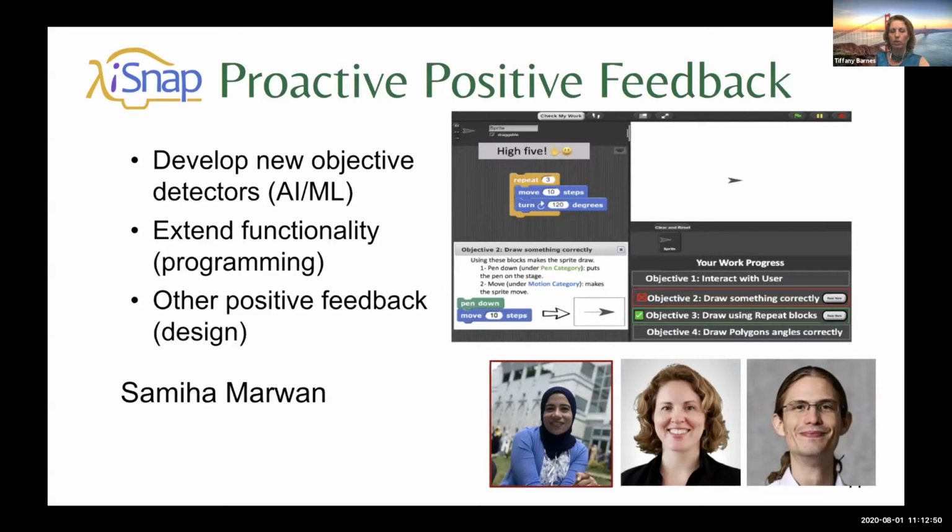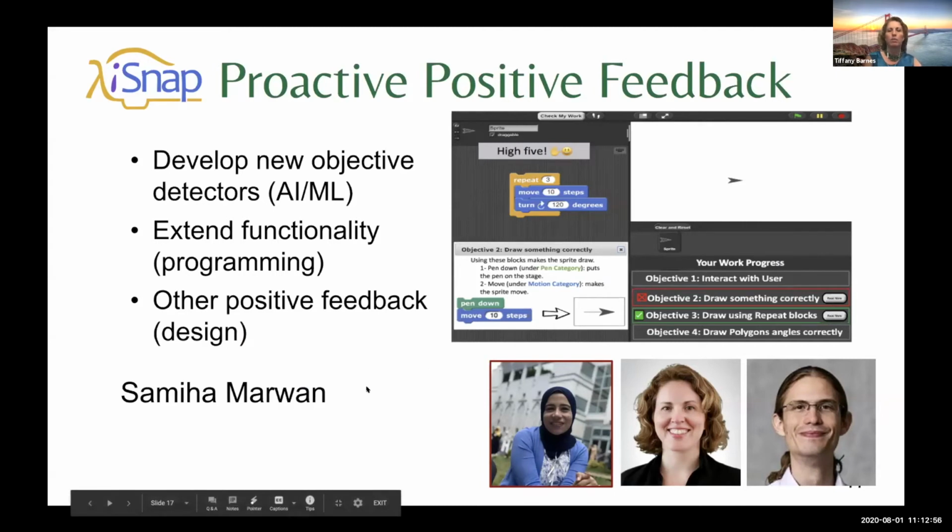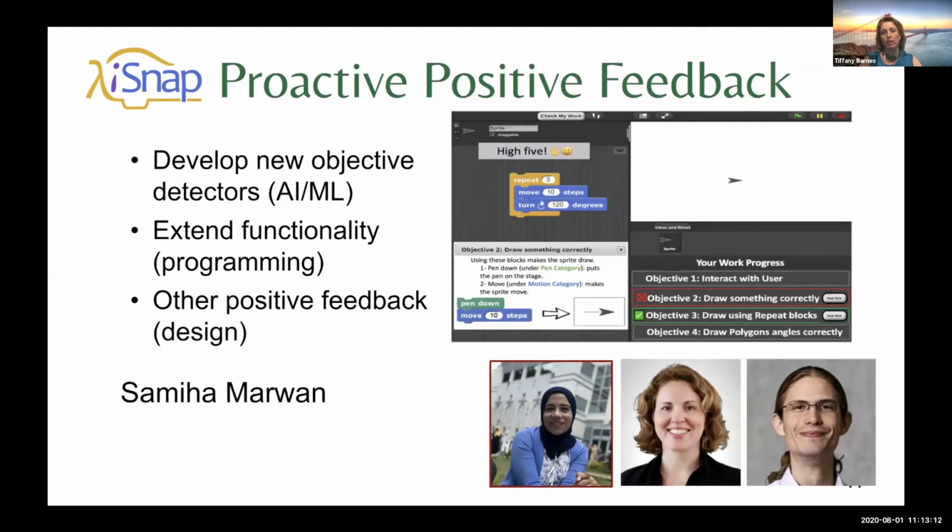system. And the person who's really making this happen is Samiha Marwan. I've got her name down here at the bottom, and this is her picture. She has built a system on all of these hidden systems that we've put into SNAP, where we keep a data structure based on what other students have done in the past to solve the same problem. And what she has done is built what we call objective detectors for these objectives that you see over here on the right. I will read them to you.